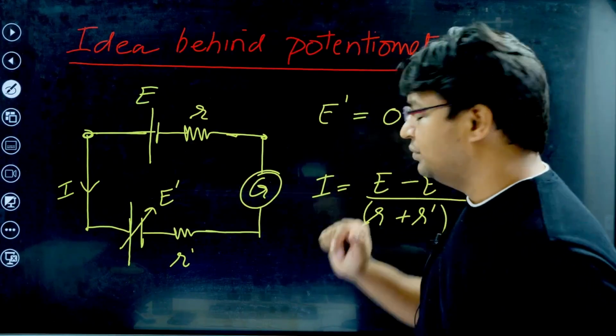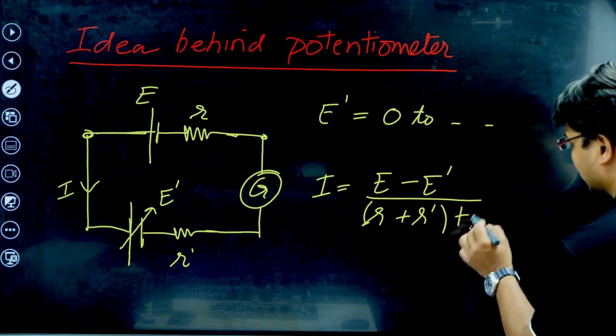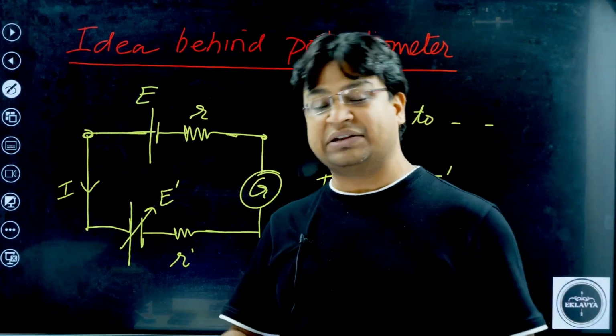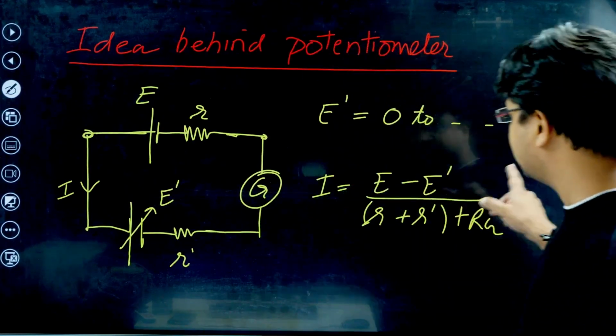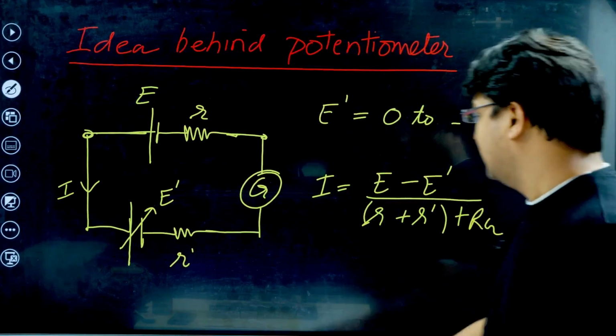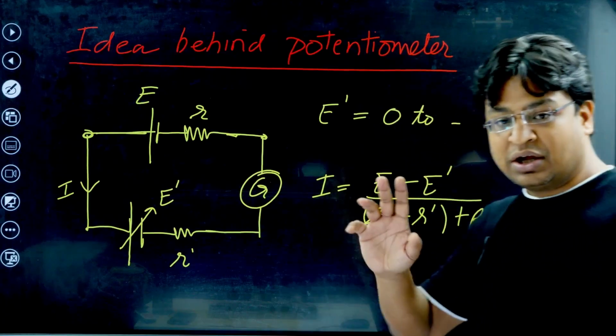Now why error? Because the galvanometer has got some resistance. So let me put RG also here. Obviously this galvanometer has got some resistance, and that resistance becomes the cause of error. So I've considered that resistance also. Now pay attention guys, when E prime was 0, this value will be non-zero and we will see some reading in the galvanometer.